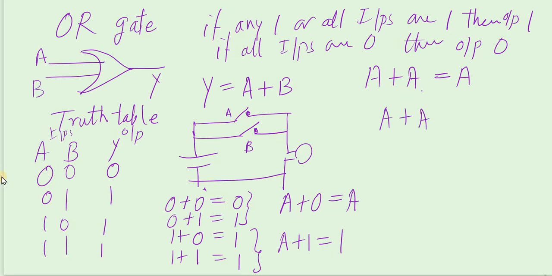Consider A plus A bar. If A is 0, A bar will be 1, so output is 1. If A is 1, A bar will be 0, the output will be 1. So A plus A bar is always equal to 1.